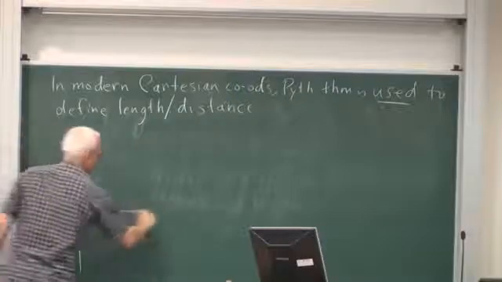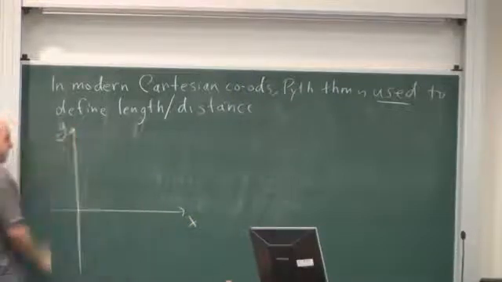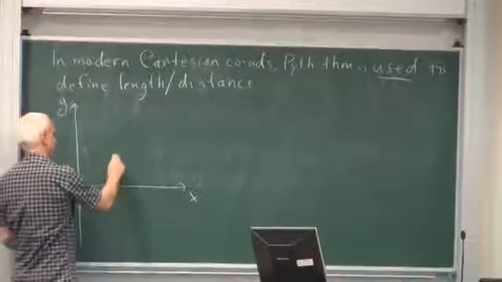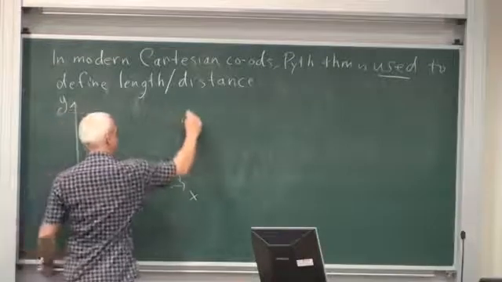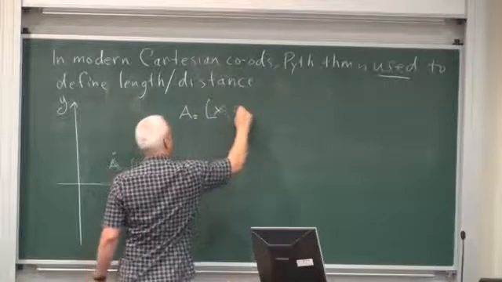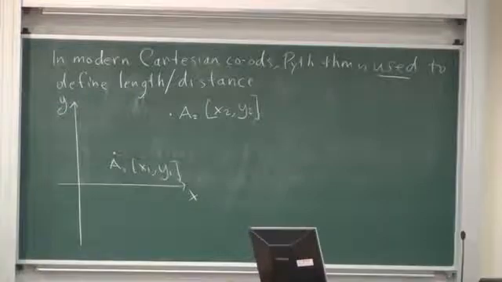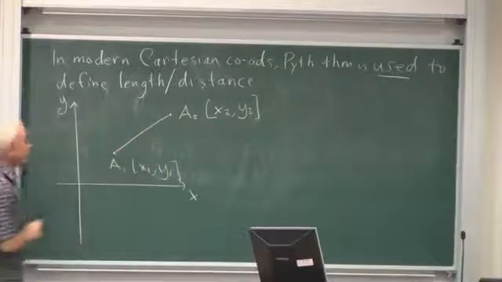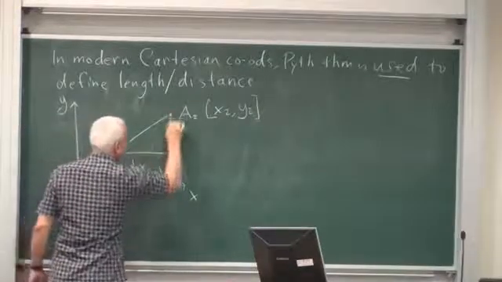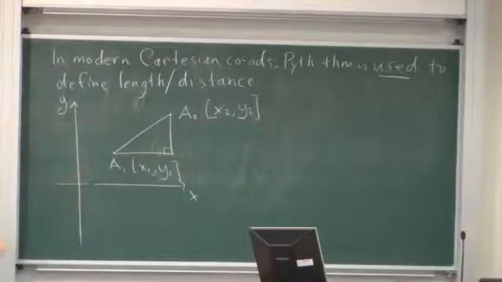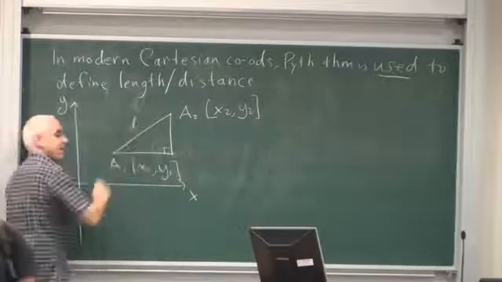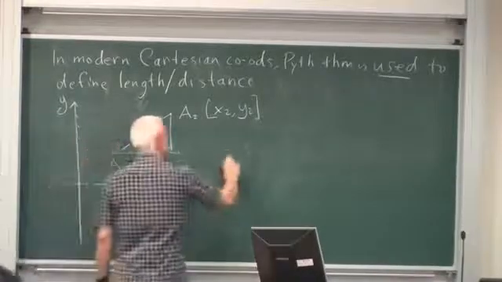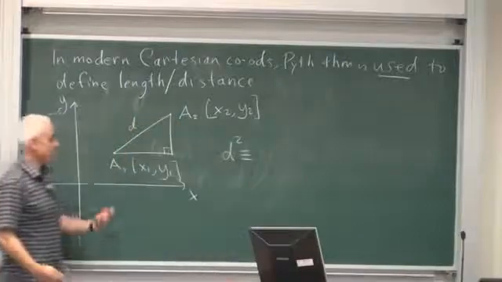Well, in ordinary x and y coordinates, if we have 2 points, say A1 with coordinates x1, y1, and A2 with coordinates x2, y2, then if we're interested in the length or the distance between them, what we do is we think about a little right triangle parallel to the coordinate axes. So if we call this distance d, then d is defined by Pythagoras' theorem.